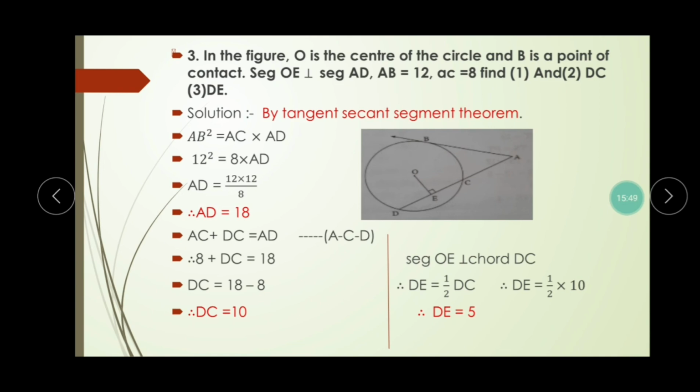So here we have calculated the length of AD by the tangent secant theorem, that is 18. Then we have calculated DC by using the property of betweenness and it turns out to be 10. Then we have used the property of the chord and the segment joining the center and the chord: the perpendicular from the center bisects the chord. That property we have used, and the length of DE is equal to 5.